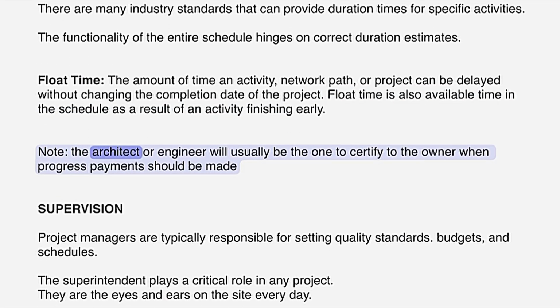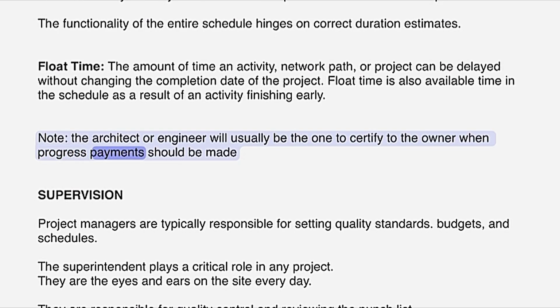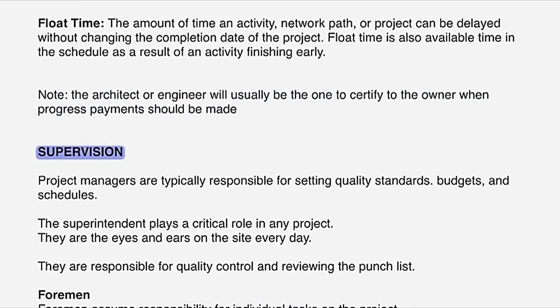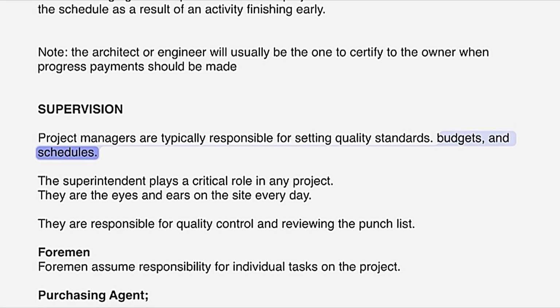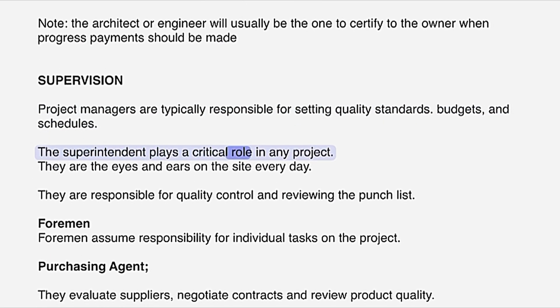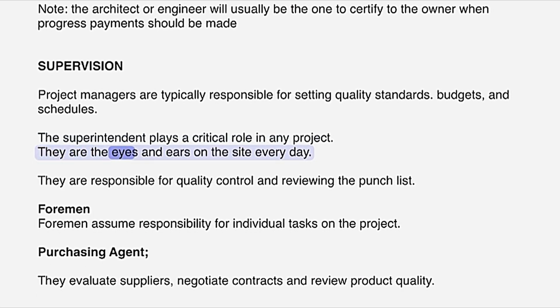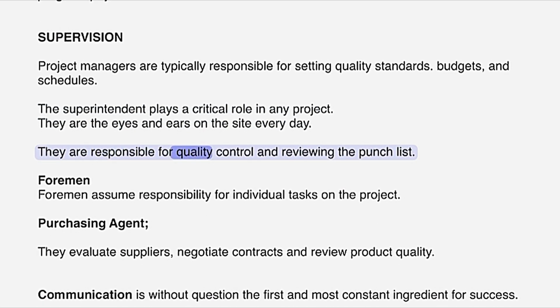Note, the architect or engineer will usually be the one to certify to the owner when progress payments should be made. Supervision. Project managers are typically responsible for setting quality standards, budgets, and schedules. The superintendent plays a critical role in any project. They are the eyes and ears on the site every day. They are responsible for quality control and reviewing the punch list.